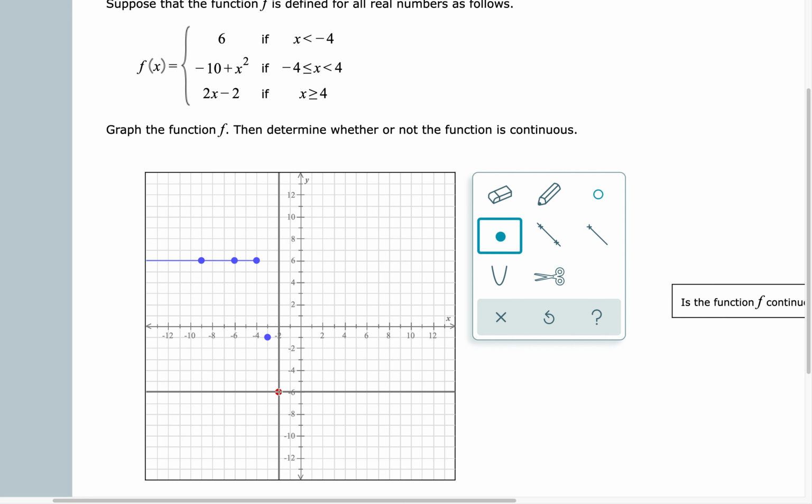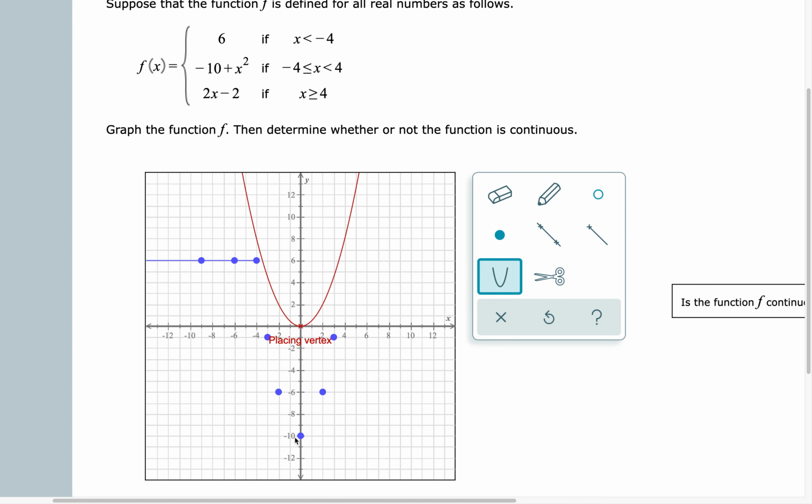There we go. And we have, let's say that x at 0, so that would be 0, -10. And just throwing in some other points. Okay, so 2, let's have 2, -6. And 3, -1.